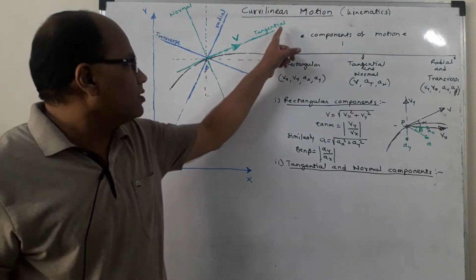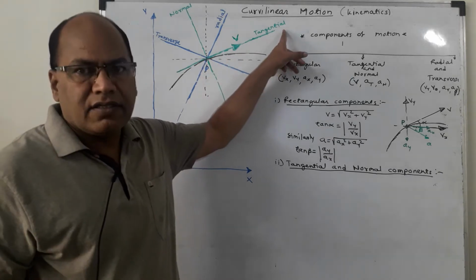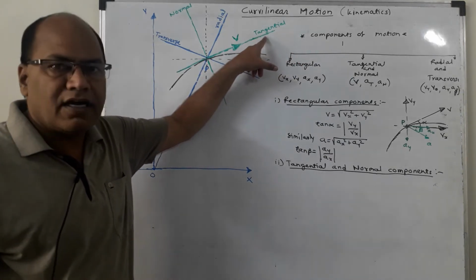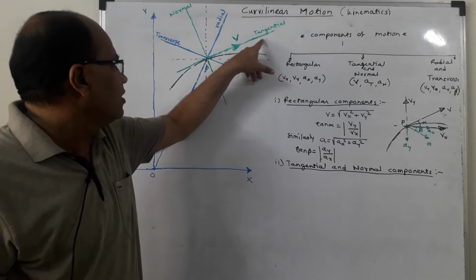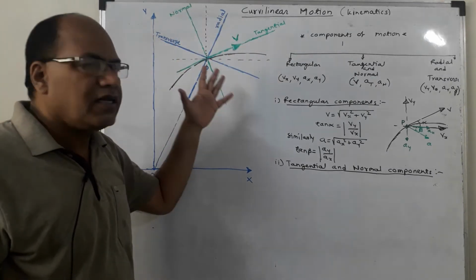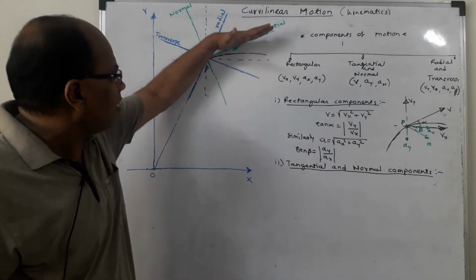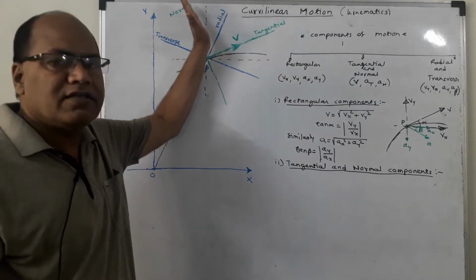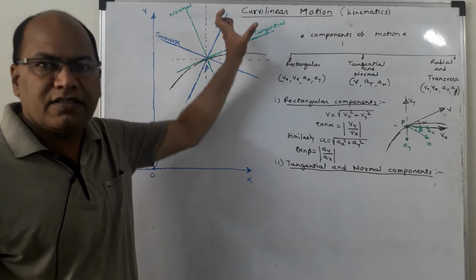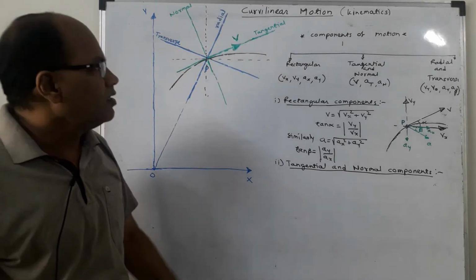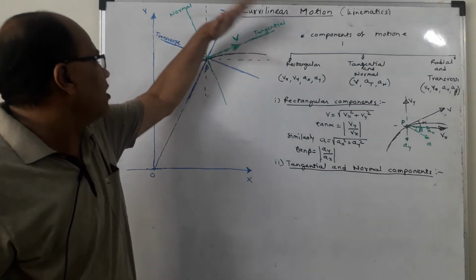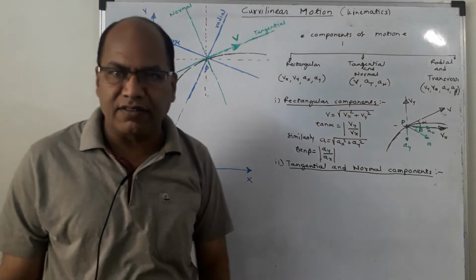The second manner in which the reference system is assumed is the line which is parallel or along the tangent is considered as the tangential direction, or let it be x-axis, and the y-axis is the line perpendicular to the tangent. So x-axis is considered along the tangent, y-axis is considered along the normal, and this set of reference axes is called the tangential and normal set of reference axes.